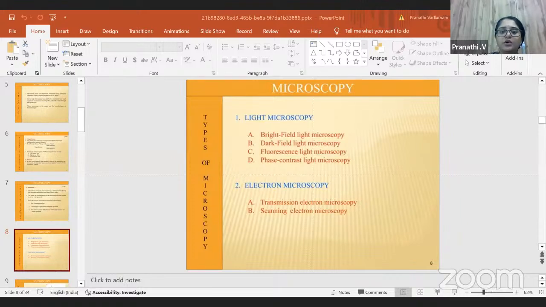Resolution, like I already told you, depends upon different factors. So how closely you are able to differentiate between the different objects that you're seeing. And limit is again how much you can separate and how much you cannot see. So the lesser the limit of resolution, the better. It is based on the wavelength and the numerical aperture.